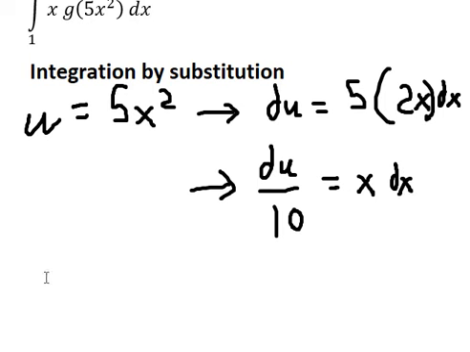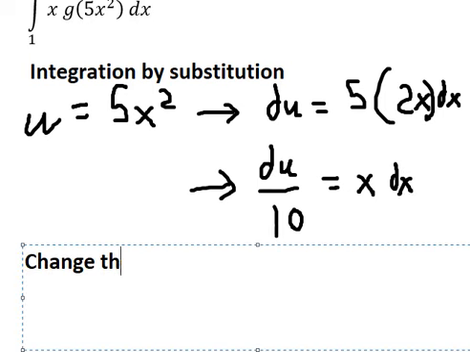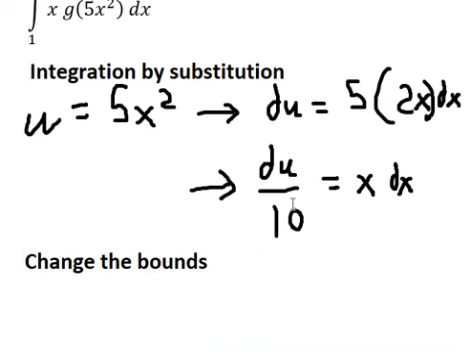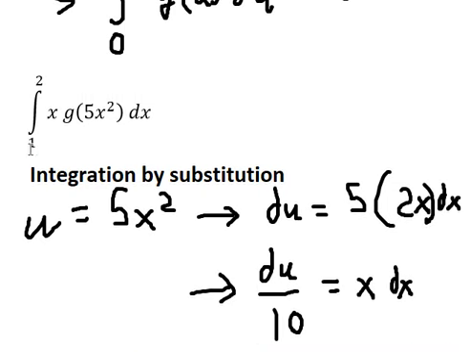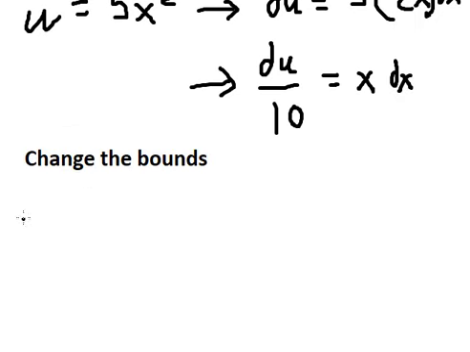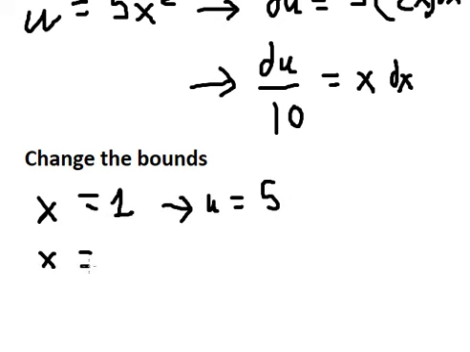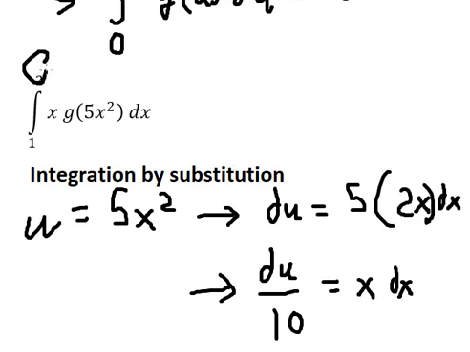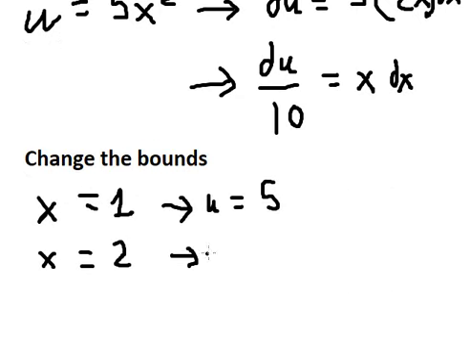Next, we need to change the bounds. So we have s equals 1 from here, so we put 1 in here, and we have u equals 5. When s equals 2, we put 2 in here, and we can find the value of u, that is 20.